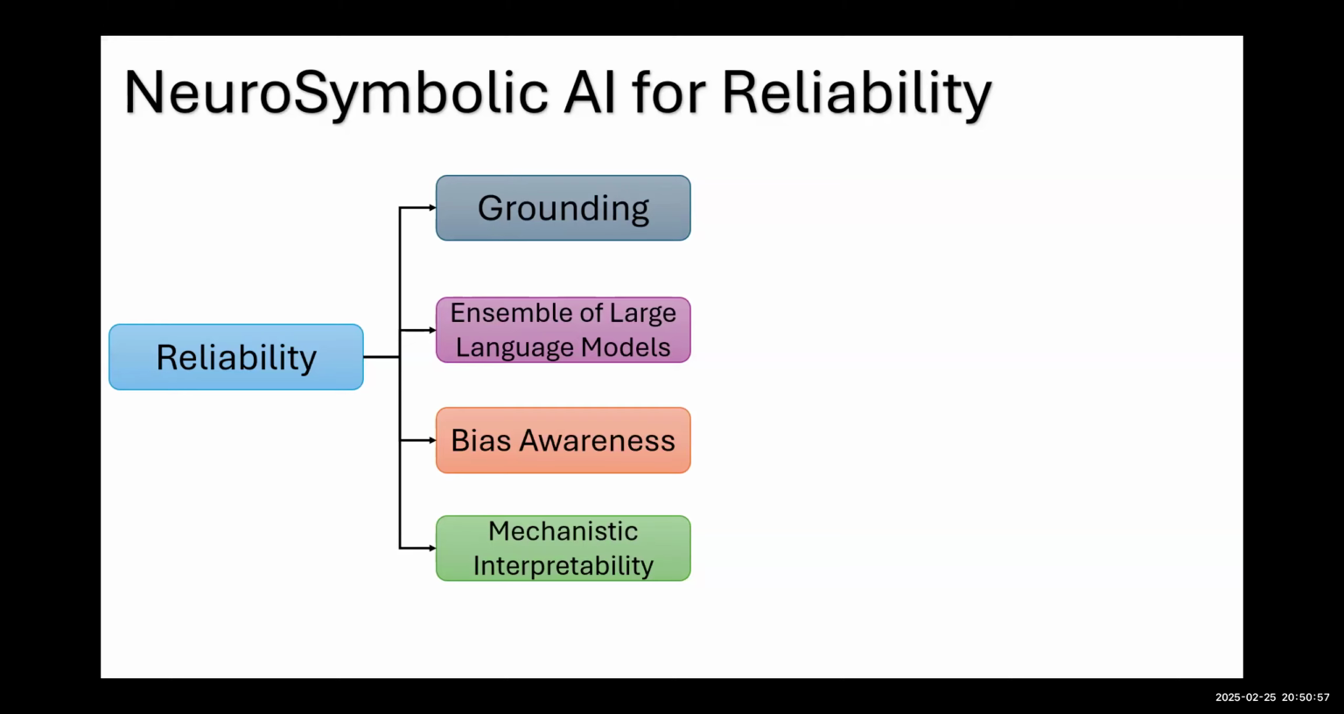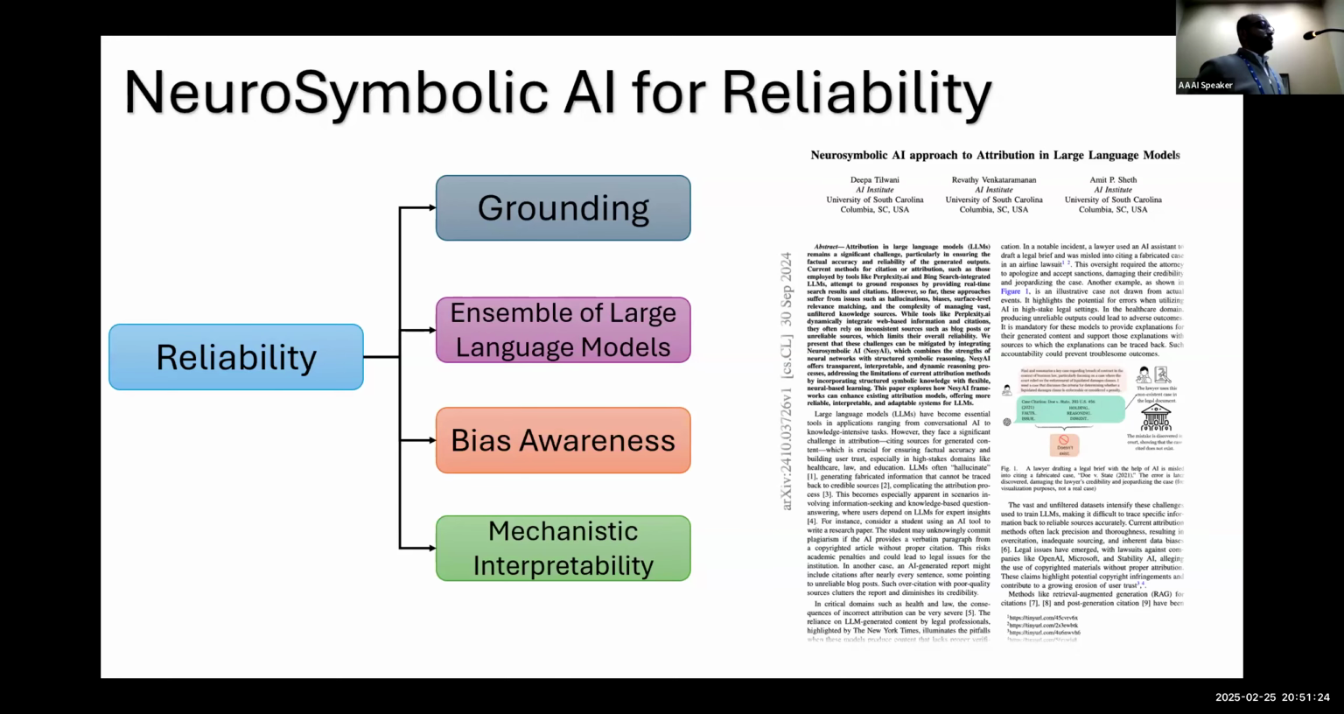Okay. So there is another segment of neurosymbolic AI that we investigated, which was in the context of reliability. There are 4 components of reliability. We look at the grounding part, which we will discuss in more detail in the subsequent segment of the tutorial, where we looked at grounding in the form of attribution, asking the LLMs to give me the citations for the sentences.